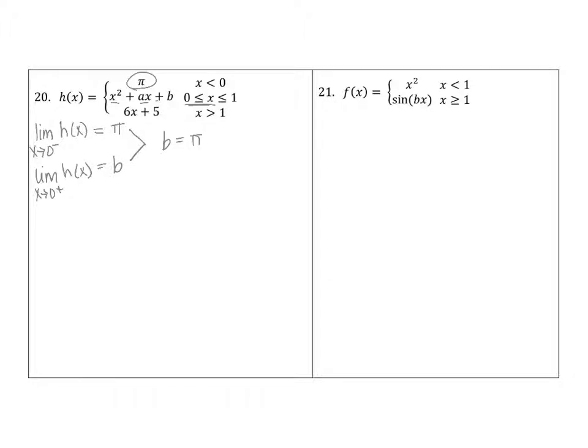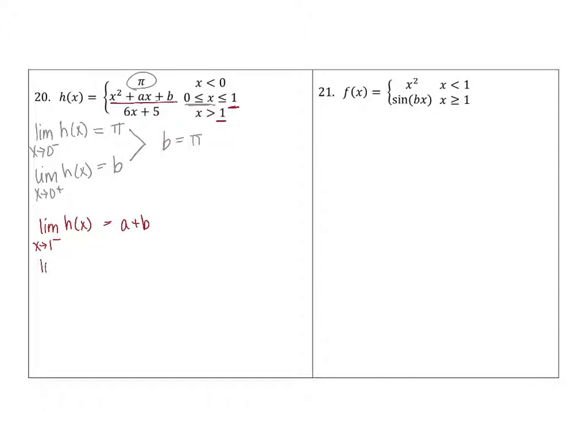Now we've got to go look from the other direction. And we've got to look at x approaching 1. So here we have the limit as x approaches 1 from the left of h at x. And that's going to be our middle one. And if I plug in 1 there, I'm going to get a plus b.